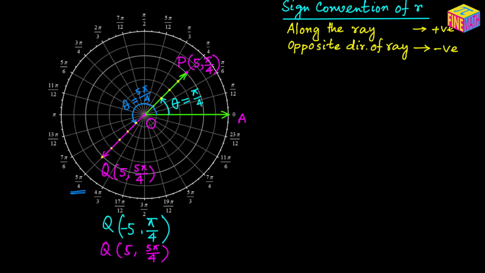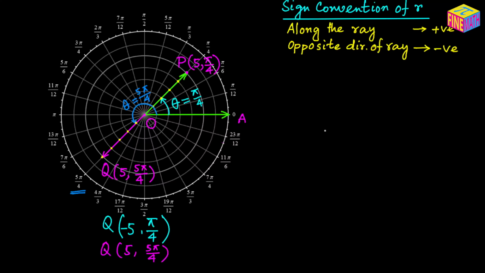We have to be very clear about the sign convention of R. Sign convention of theta is very easy. If you rotate the ray in the counterclockwise direction, then theta is positive. If you rotate it in the clockwise direction, then theta is negative. That's very easy. But for the sign convention of R, we have to clearly understand how R is being measured. When R is measured from the pole along the ray, that is the positive direction. And when R is measured in the opposite direction of the ray, then it is negative.